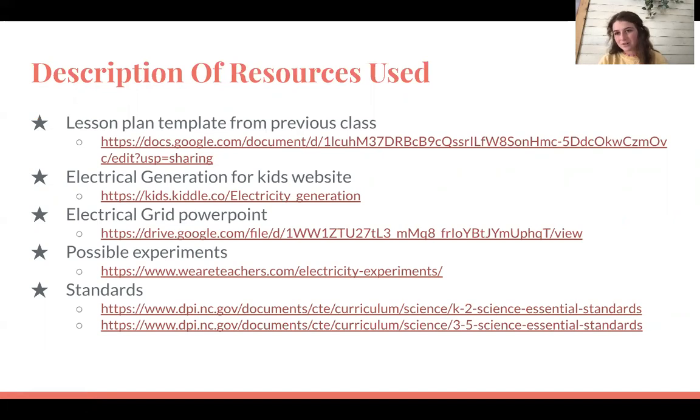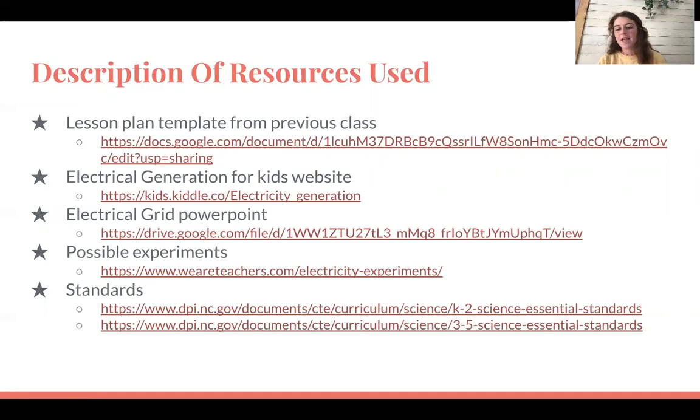The electrical generation PowerPoint from this class, I thought had good information on it that I could use, and also all the PowerPoints and information that we've learned. And then I found another website of possible experiments to do with electricity. So I just need to go through that and figure out which ones can actually be done and which ones I want to do.